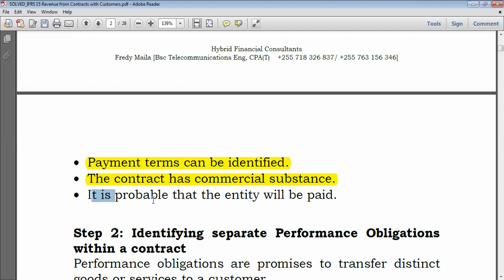And lastly, it is probable that the entity will be paid. By saying that you need to recognize revenue, it's because you expect to receive that revenue.